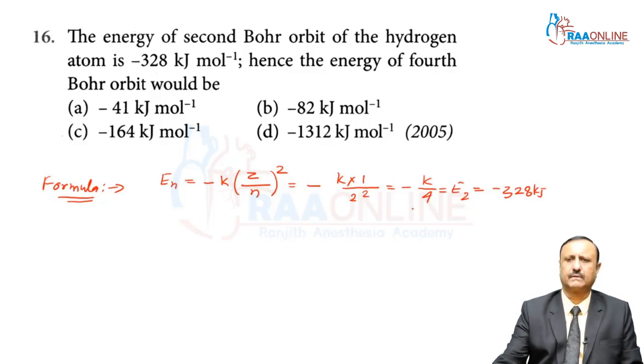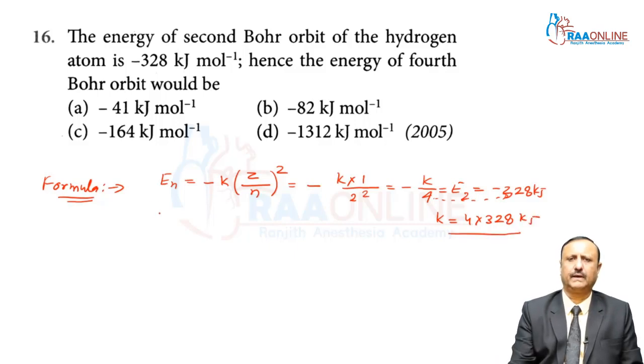So my dear students, here minus k, or k, is equal to this 4 multiplied by this 328. The minus signs cancel. So you get k equal to 4 into 328 kilojoule. These are the values of k.